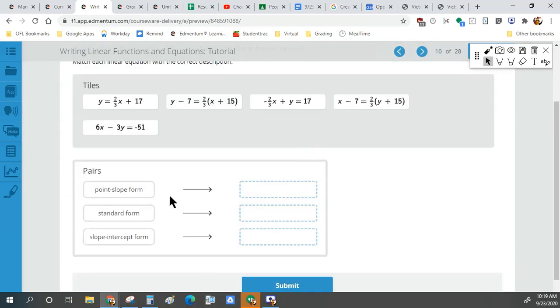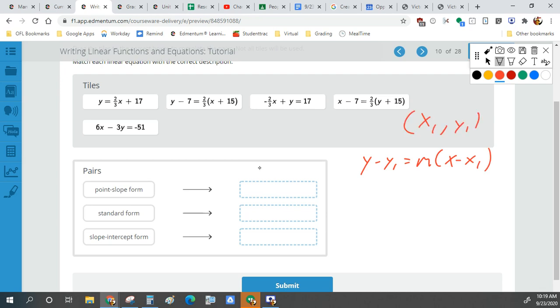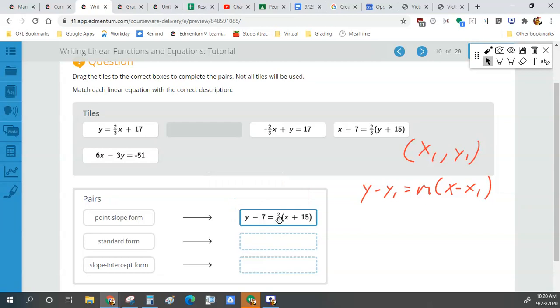All right. So point slope form. Point slope form is that one where we have the y minus y1 equals m times x minus x1, where x1 and y1 are a point on the slope. So here, the only one that matches that description is this one. It has a point here, a y coordinate here, y value, and an x value here. And our slope, our rate of change is right there. So I'm going to move that here.